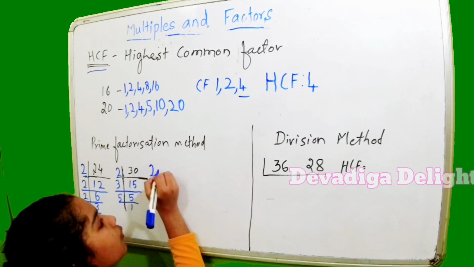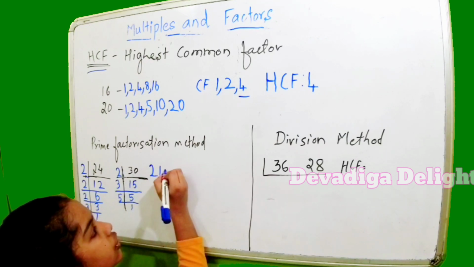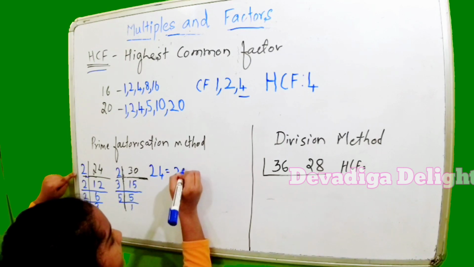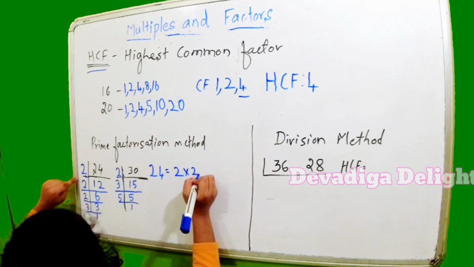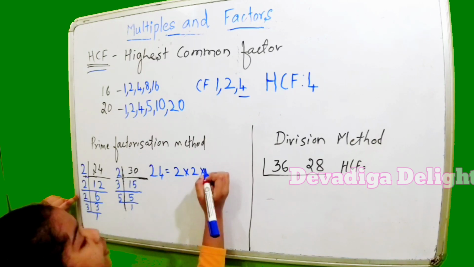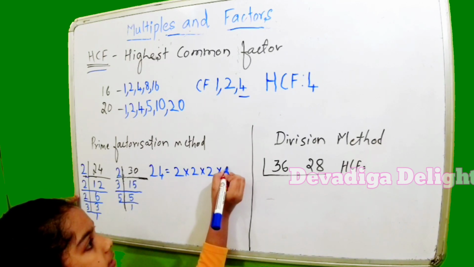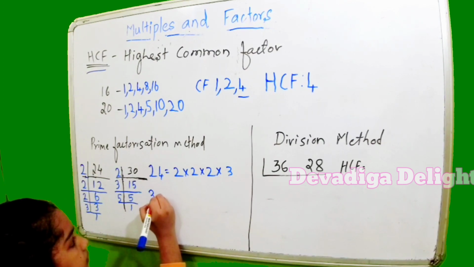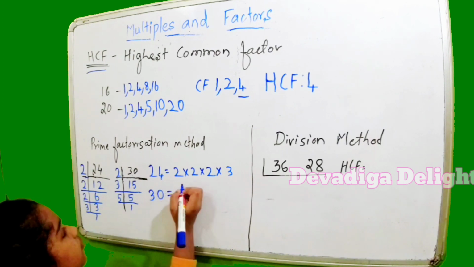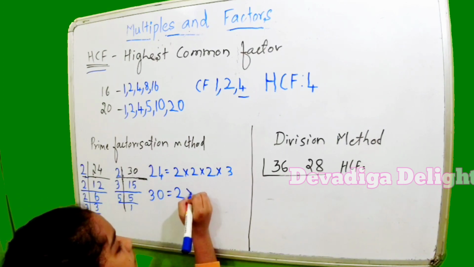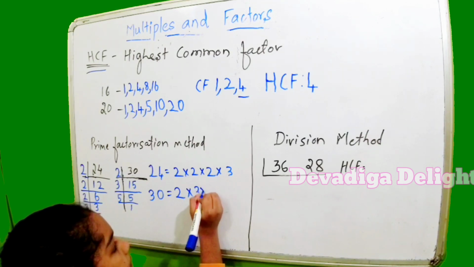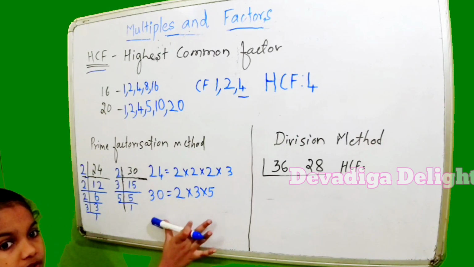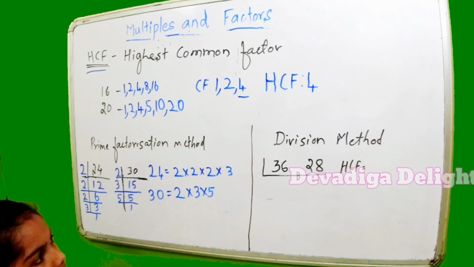So 24 is equal to 2 multiplied by 2 multiplied by 2 multiplied by 3. Now 30 is equal to 2 multiplied by 3 multiplied by 5. Okay, so this is what we have written.